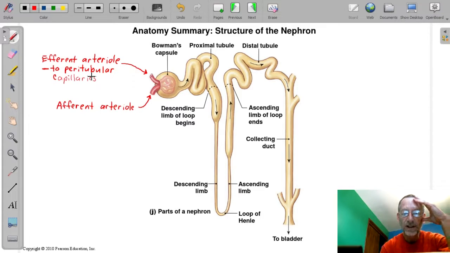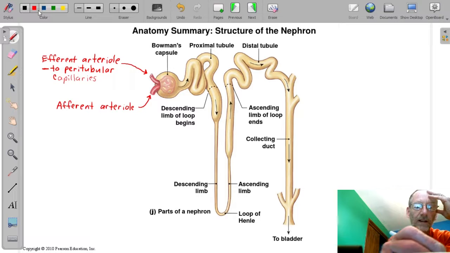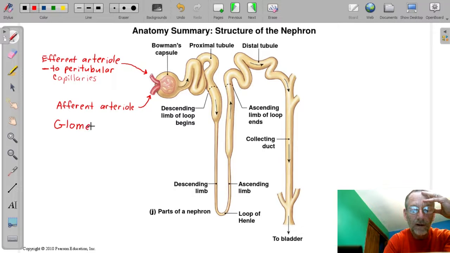So the blood enters, and this is where filtration occurs, in this glomerular capillary. I'll add that also with a leader or an arrow. Glomerular capillary. This is all in the book. Glomerular capillary, the site of filtration when we're filtering the blood.